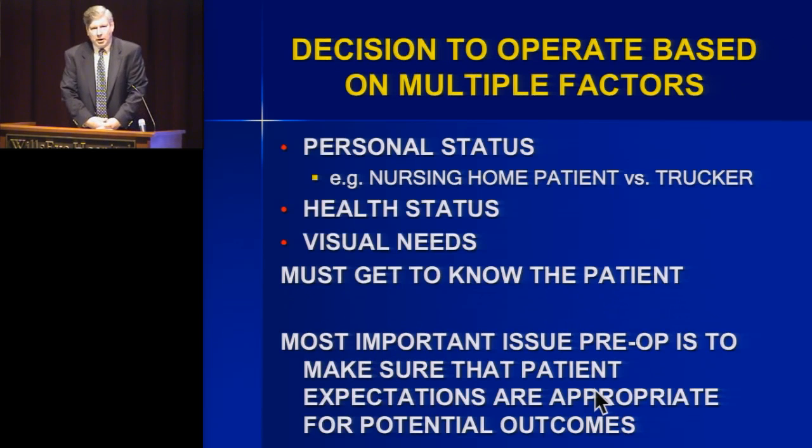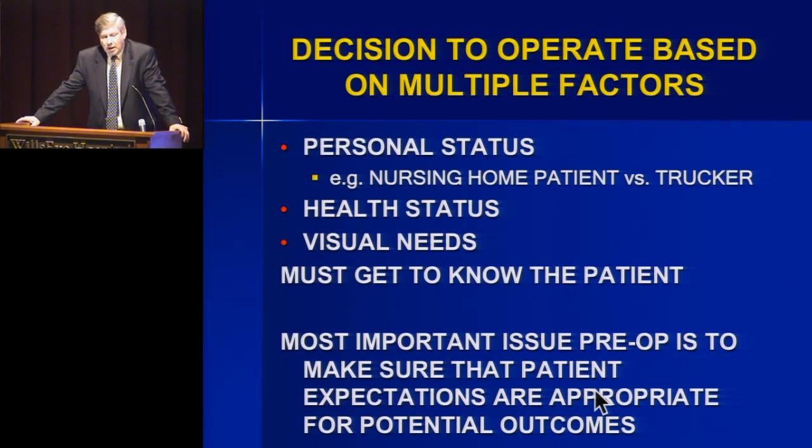Now, before you get to the operating room and start operating, you have to make sure the patient is an appropriate patient to do cataract surgery on, and the decision to operate is based on multiple factors. First, you have to consider what is the personal status of the patient. In other words, are they living in a nursing home where their visual needs may not be that great, or are they a trucker trying to drive at night and experiencing issues with glare? What's the health status of the patient? Is the patient healthy enough to undergo cataract surgery? And what are the patient's visual needs? So you have to get to know the patient.